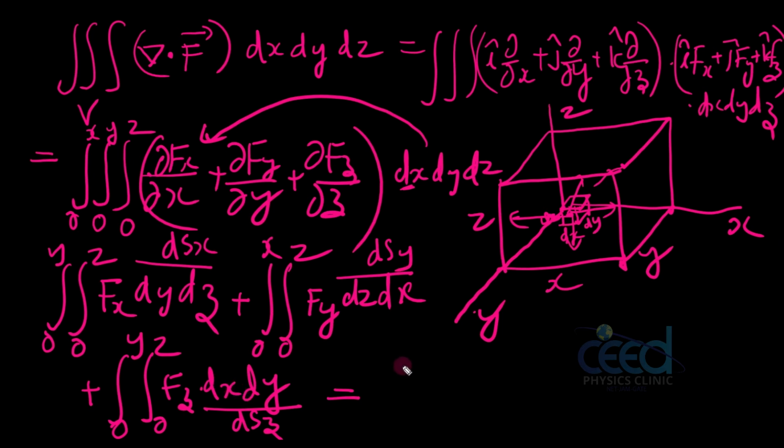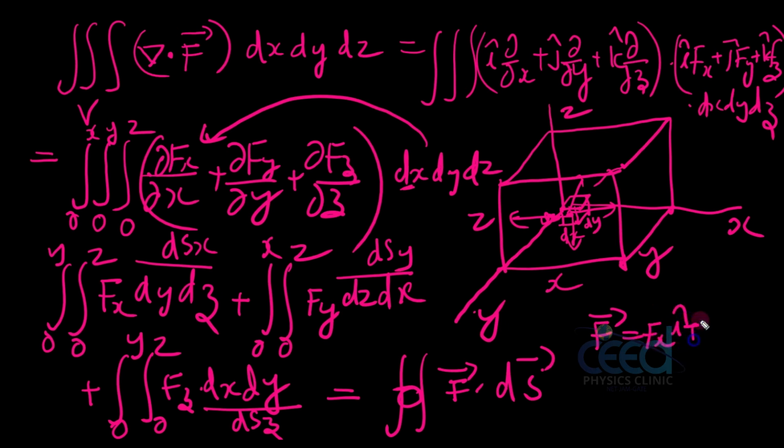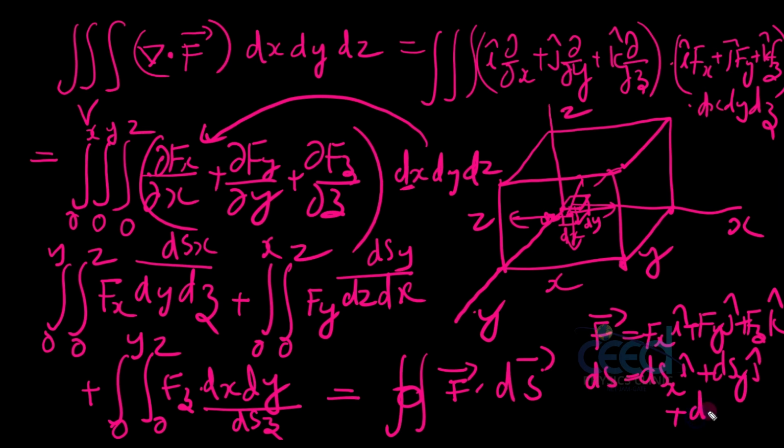This is actually equal to the closed surface integral of f dot ds. Here f is equal to fx i cap plus fy j cap plus fz k cap, and ds is equal to dsx i cap plus dsy j cap plus dsz k cap. So when you expand this, you will get the same. So this is the proof of Gauss divergence theorem.